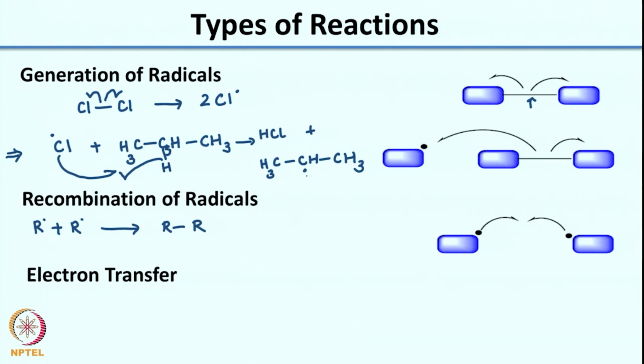The other case where you see radicals is electron transfer reactions. So these can be to pi bonds or sigma bonds, and typically when you look at pi bonds you would have an electronegative atom attached to one of the ends of the pi bond. So this is one example. If you have an electron transfer taking place, what you end up generating would be... this is called a radical anion.